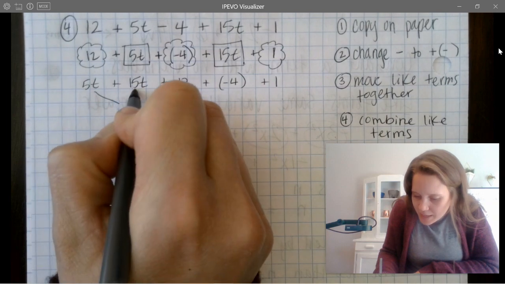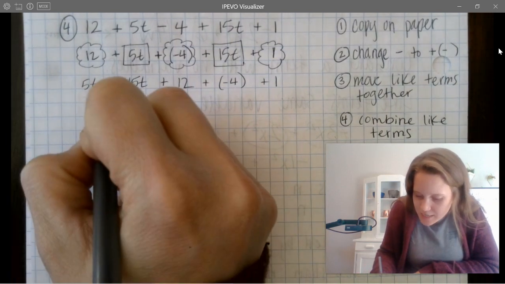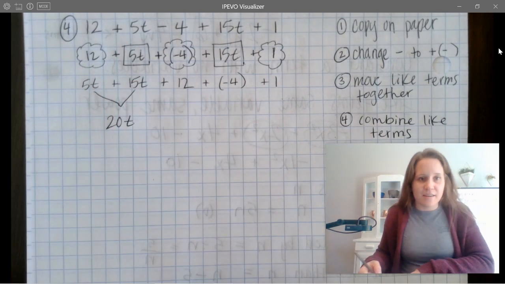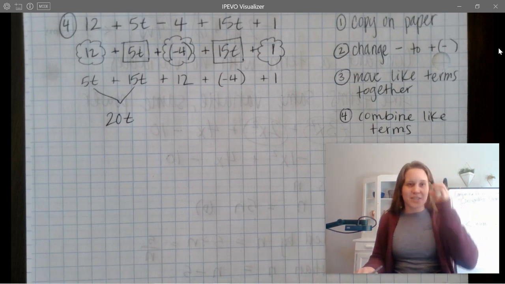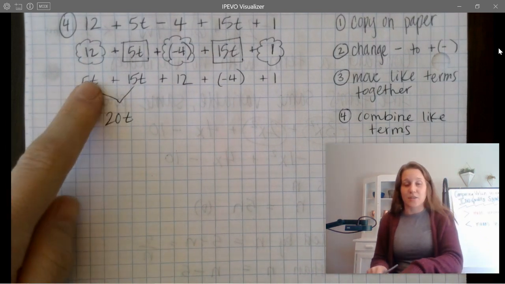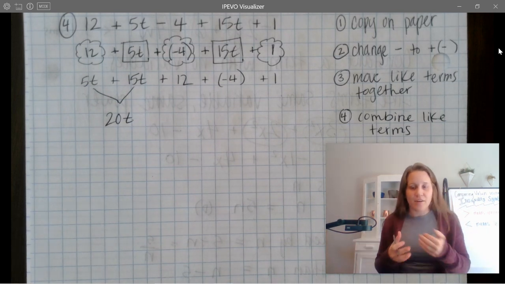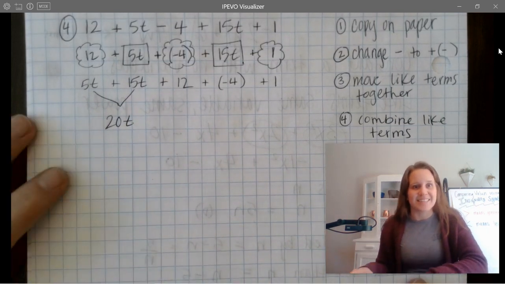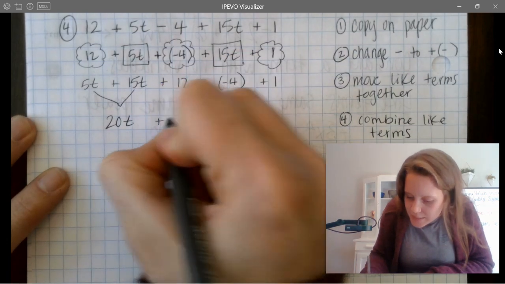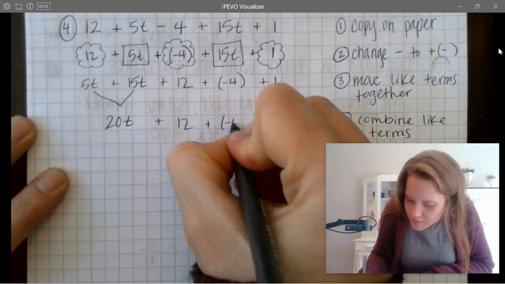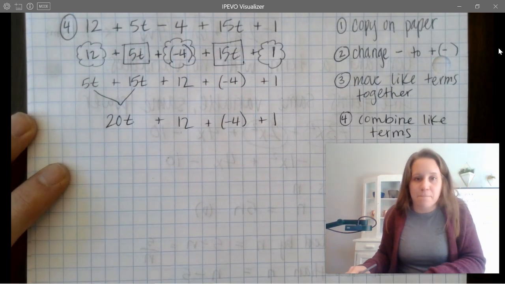So let's go ahead and combine 5t and 15t. That's 20t. When I combine like terms, I add their coefficients. So this is a group of 5t's and this is a group of 15t's. All together, I now have one big group of 20t's. Plus 12 plus negative 4 plus 1.